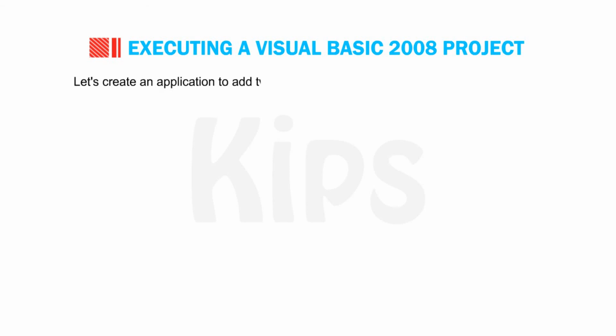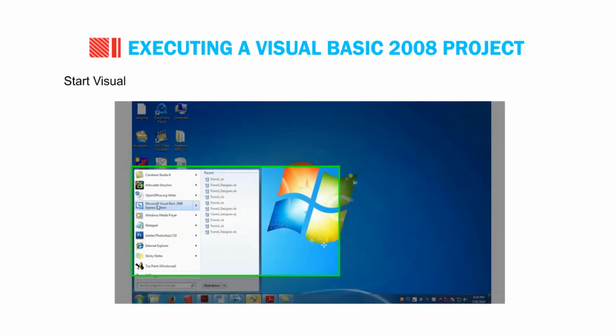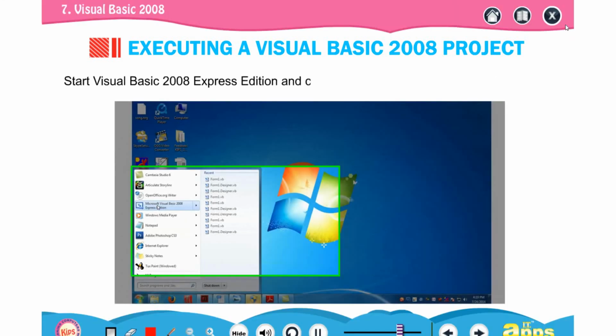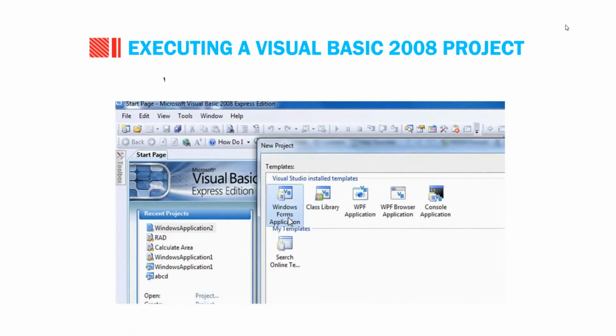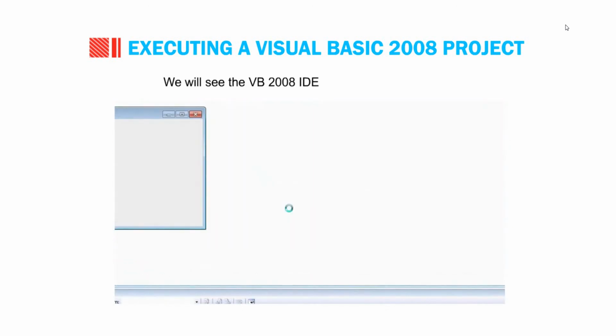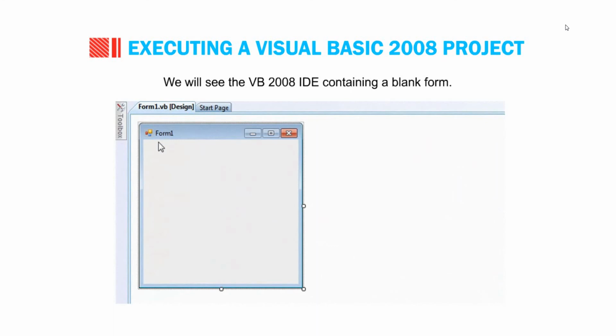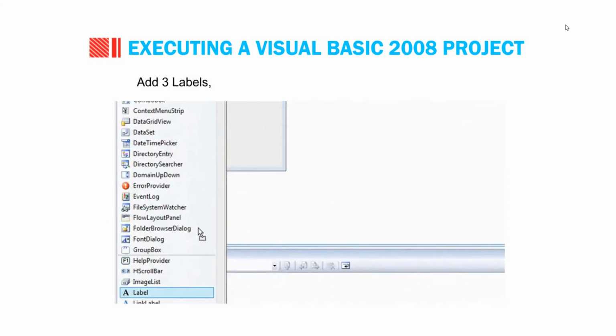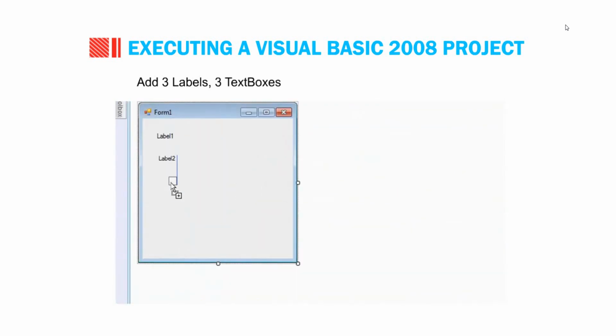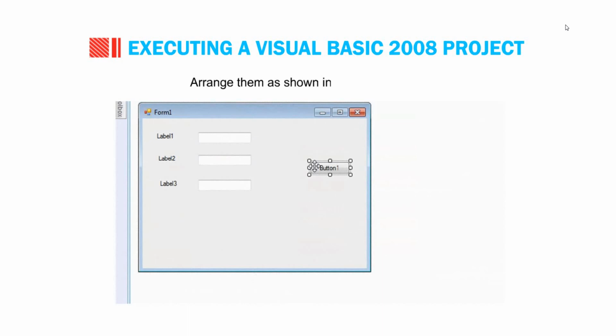Let's create an application to add 2 numbers and display the output as shown below. Start Visual Basic 2008 Express Edition and choose the Windows Forms Application option. We will see the VB 2008 IDE containing a blank form. Add 3 labels, three text boxes, and 1 command button in the form. Arrange them as shown in the given picture.